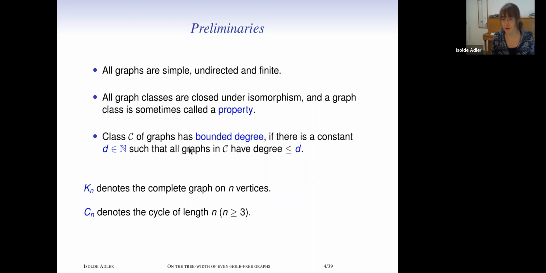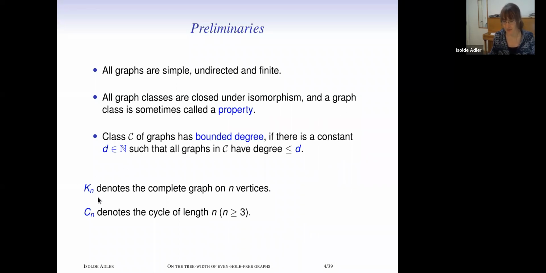So for us in this talk, all graphs are simple and undirected and finite. No self-loops, no multiple edges. All graph classes are closed under isomorphism, and we sometimes call a graph class a property. And a class of graphs has bounded degree if there is one universal constant d such that all graphs in the class have degree at most d, meaning that the max degree of their vertices is at most d.